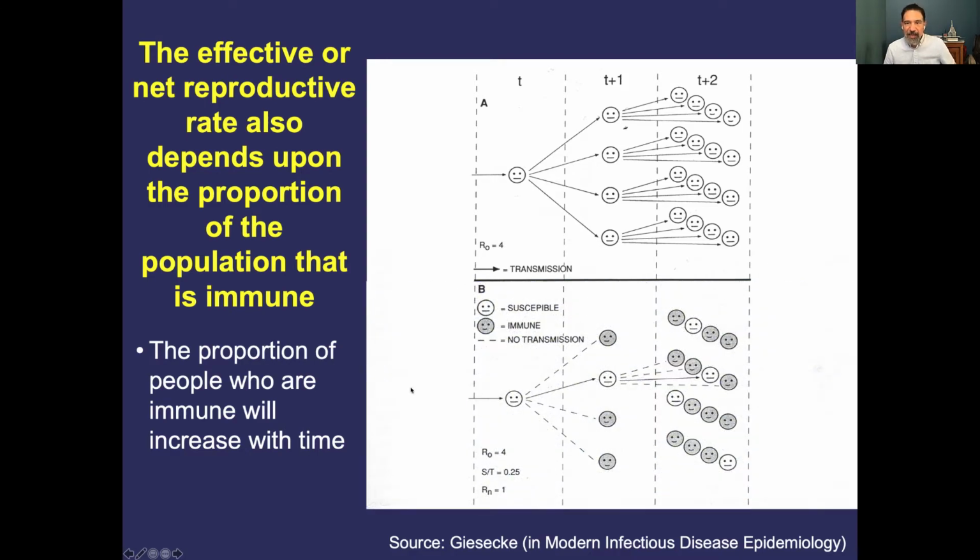But here on the bottom panel, we have the situation where 3/4 of the population is already immune at the time the case occurs. And those immune individuals are indicated by the dark shading. And in this situation, the net reproductive rate is 1. And each case really only gives rise to 1 new case, greatly limiting the spread to only 6 cases by time t plus 2. So you can get a sense of how immunity can slow the spread for an effective reproductive rate that is lower.